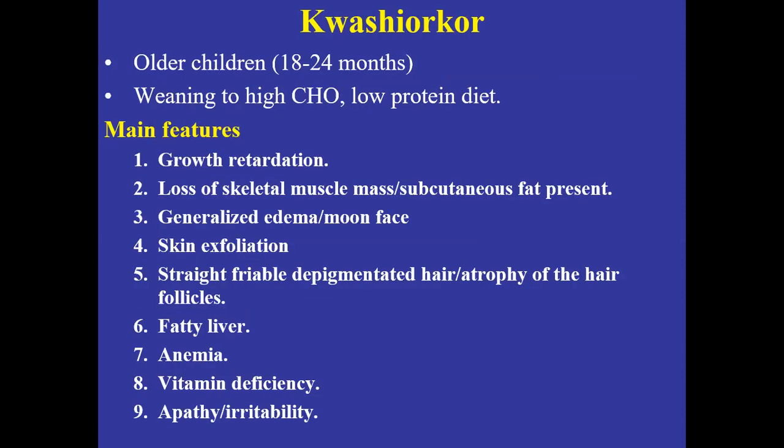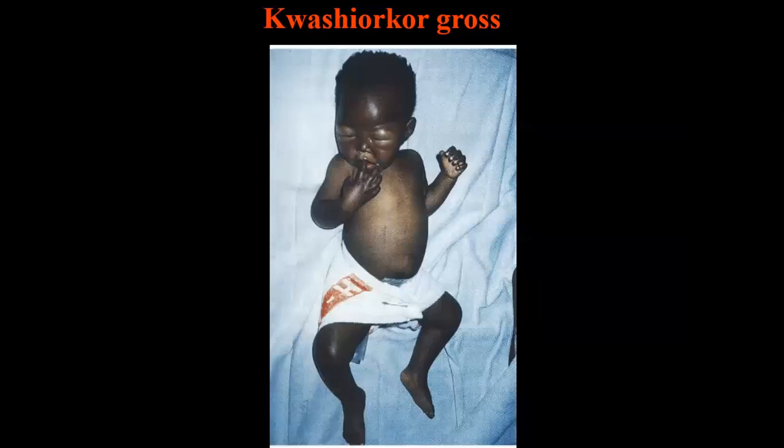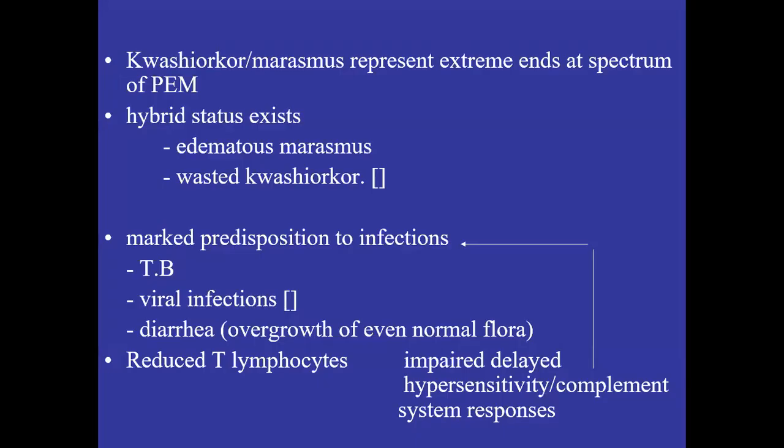بينما الكواشيوركر يصير لنا بالolder children اللي هي من 18 إلى 24 month weaning to high carbohydrate low protein diet. الفيتشر مالته growth retardation, loss of skeletal muscle mass, subcutaneous fat present, generalized edema, moon face, skin exfoliation, straight friable depigmented hair and atrophy of the hair follicles, fatty liver, anemia, vitamin deficiency, and the child will be apathy and irritable. هذا هو الكواشيوركر يكون edematous زين، بينما المرازمس يكون ثن.